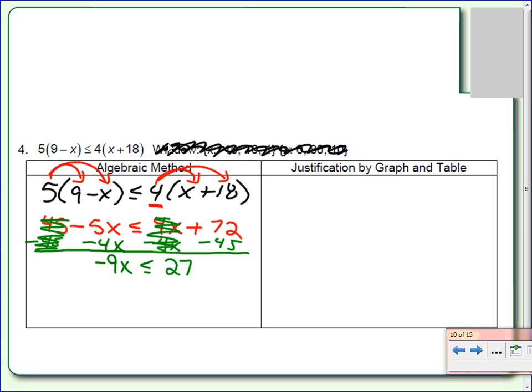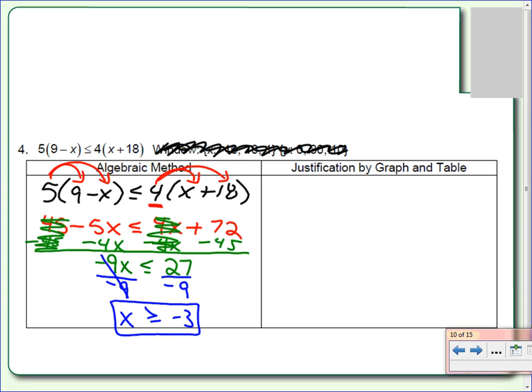We're almost there. What's the last thing I'm going to do on this thing? Divide by negative 9. So 27 divided by negative 9 will leave you with negative 3. Look at the number you divided by. Notice that number is a negative 9. Do we need to flip the sign in this case? Yes. Flip the sign because we're dividing by a negative number.